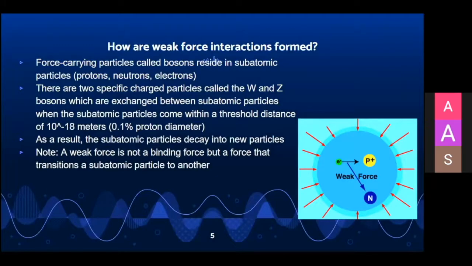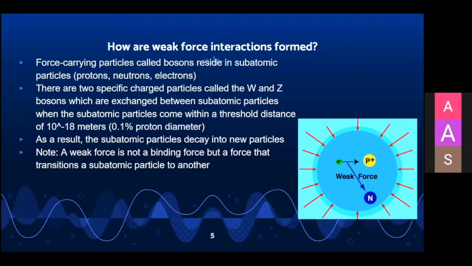So how are these weak force interactions formed? Well, force carrying particles called bosons reside in subatomic particles like protons, neutrons, and electrons. There are two specific charged particles called the W and Z bosons, which are exchanged between subatomic particles when these particles come within a threshold distance of 10 to the power of negative 18 meters, or 0.1% of the diameter of a proton. As a result, these subatomic particles decay into new particles.